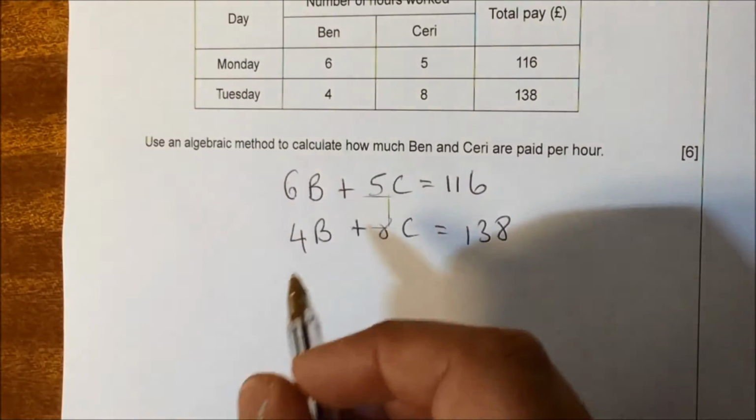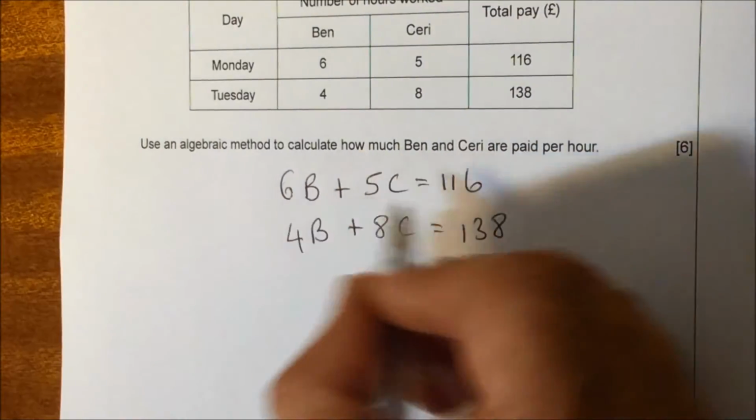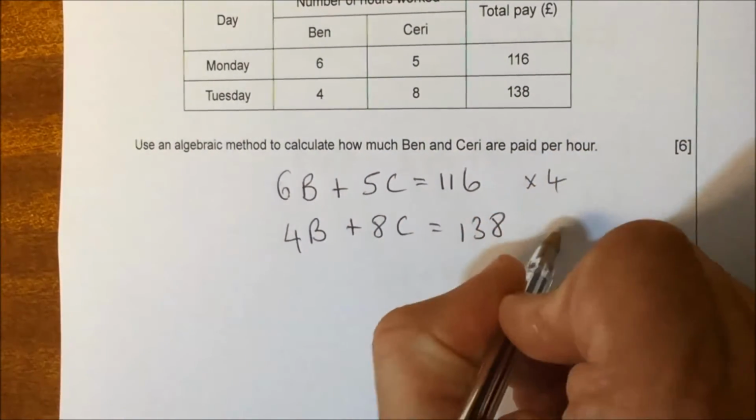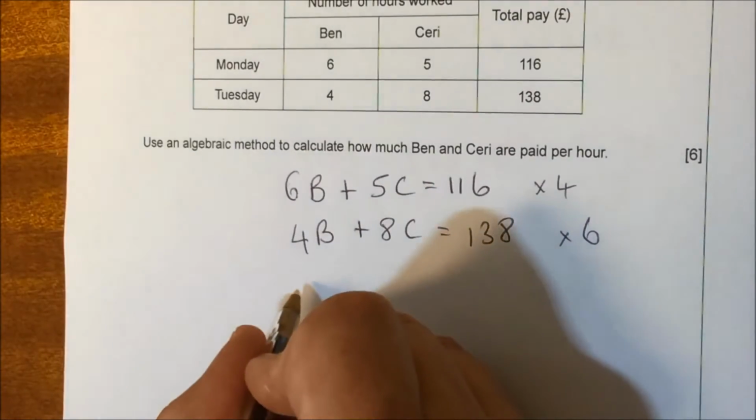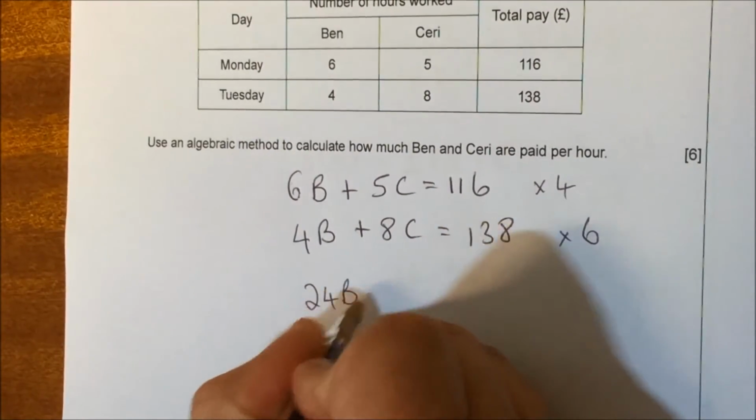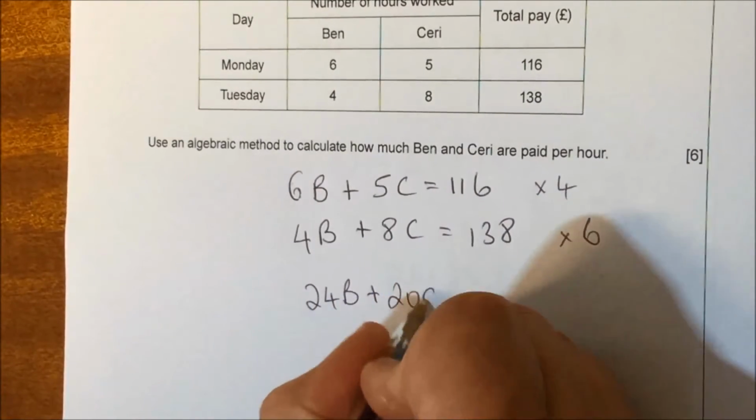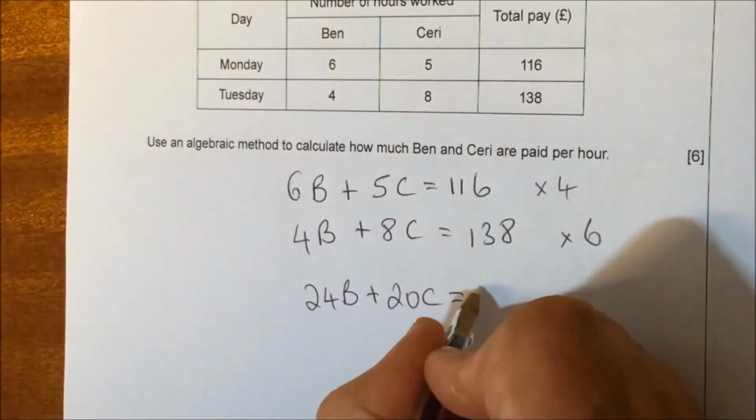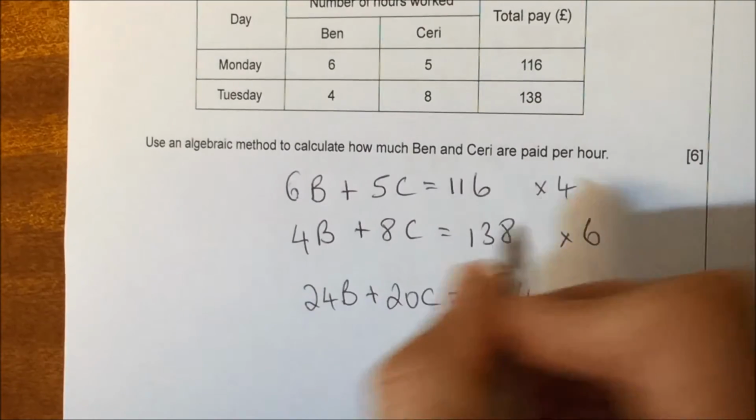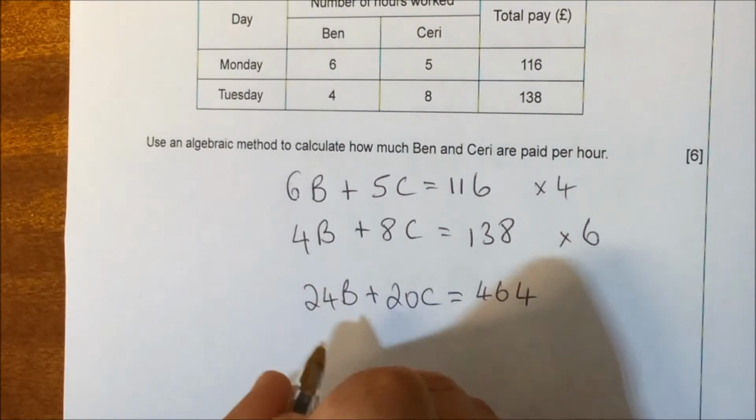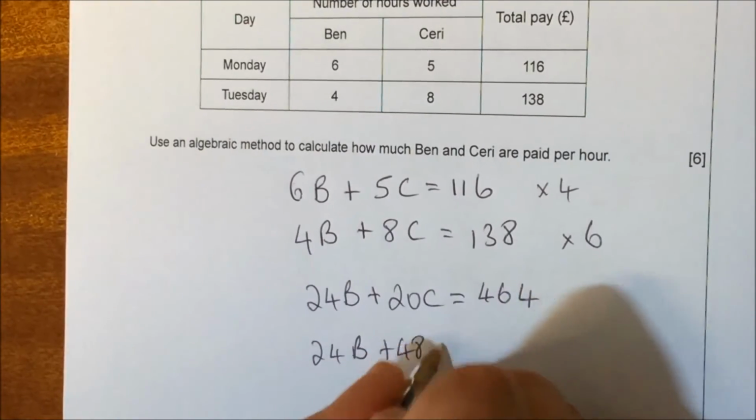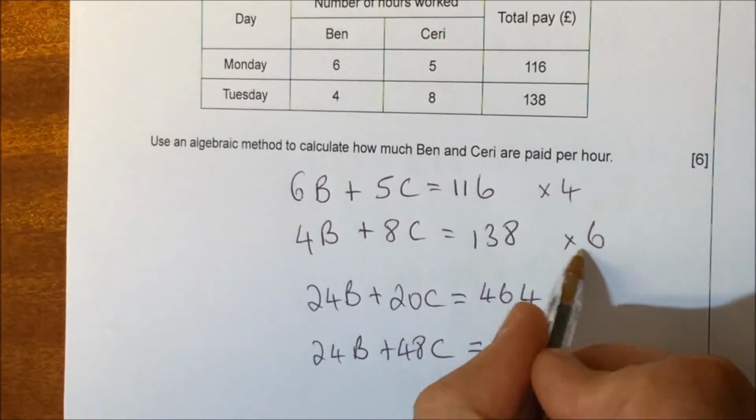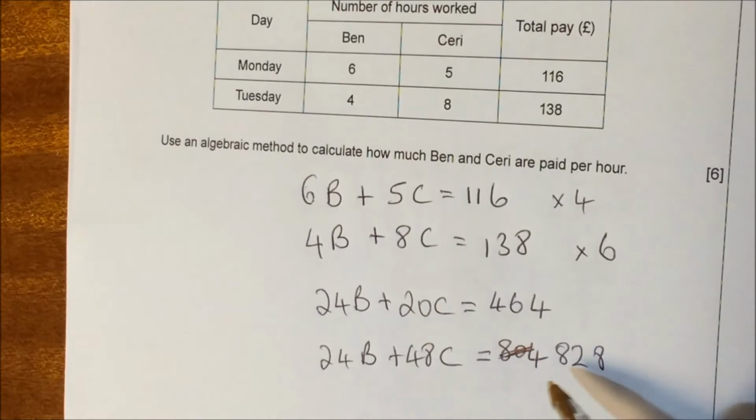Okay, our method to solve these then is to take the number in front of this and crisscross it over as a multiply. So I'm going to take all the top equation and times it by 4. So it's 24B plus 20C is equal to that times that is 464. Then I'm going to take all the bottom one and times it by 6. So it's 24B plus 48C is equal to, well, that times that. Okay, that number of course is 828, not 804.